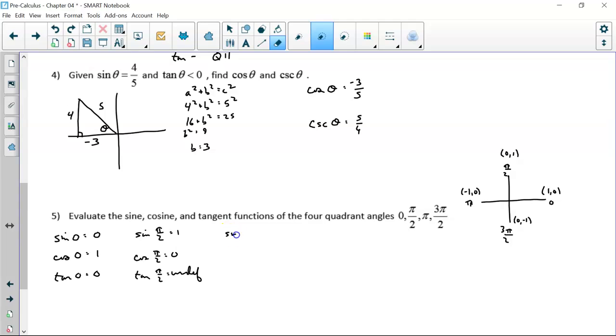For pi, the sine of pi. Now we're over here at negative 1, 0, so the sine of pi is 0. The cosine of pi is now negative 1, and the tangent of pi, when we divide sine by cosine, it's 0. And now the sine of 3 pi over 2. We're at 3 pi over 2, we're down here. So the sine is the y, it's negative 1. The cosine of 3 pi over 2 is our x, that's 0. And our tangent of 3 pi over 2, you can divide, or you can see that we're on that y-axis. It's undefined.